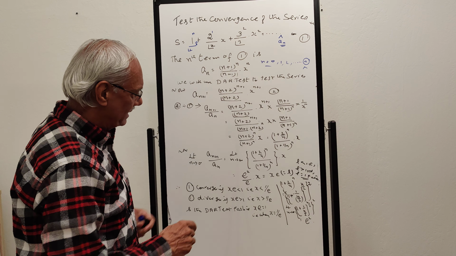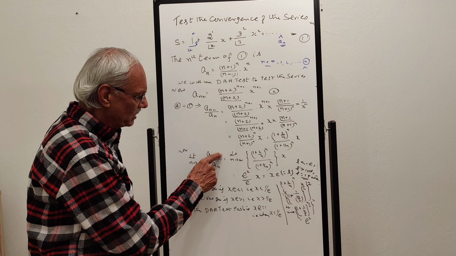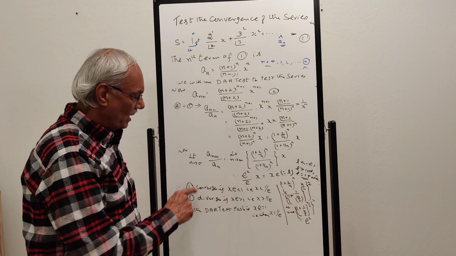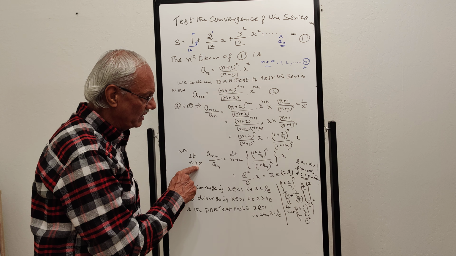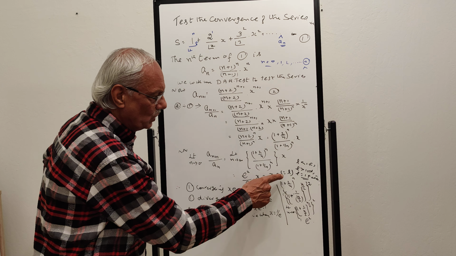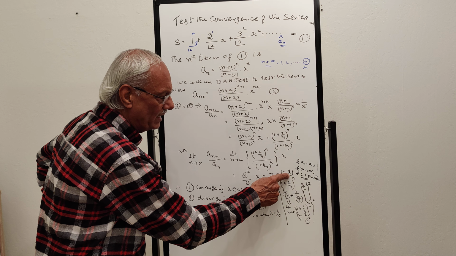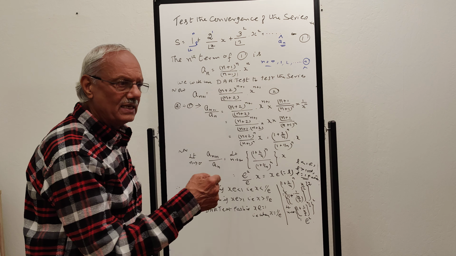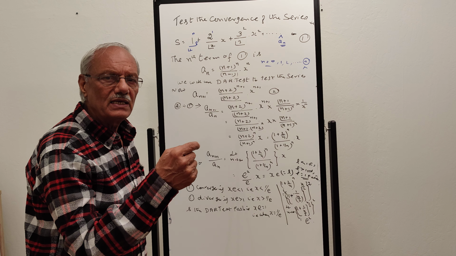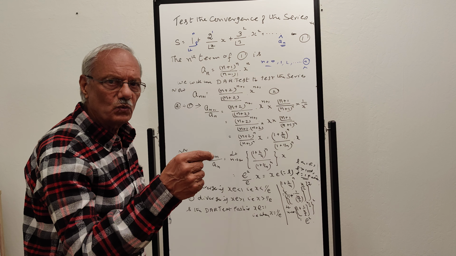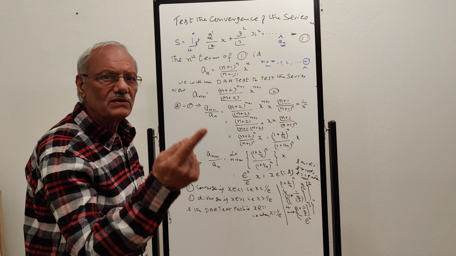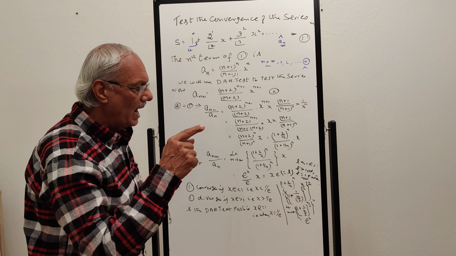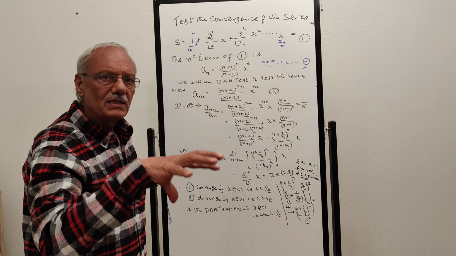So what is D'Alembert's test? You find a_(n+1) divided by a_n and allow this n to tend to infinity so that you will get a value L. See whether that L is finite, less than 1 or greater than 1. If it is less than 1, convergent. If it is greater than 1, divergent. And if it is equal to 1, the test fails.